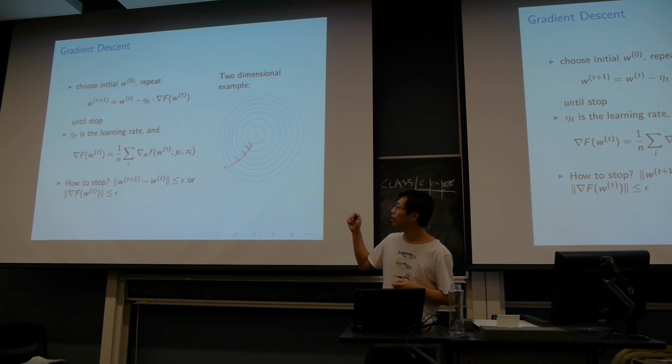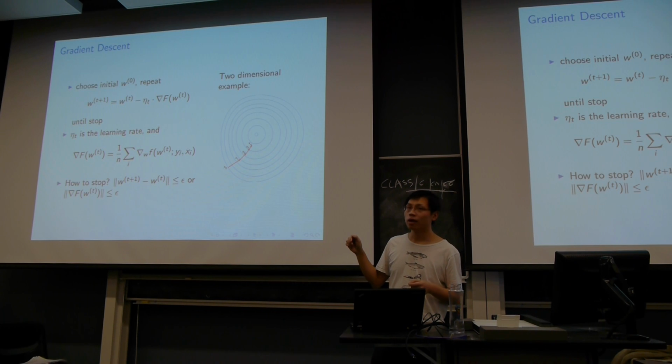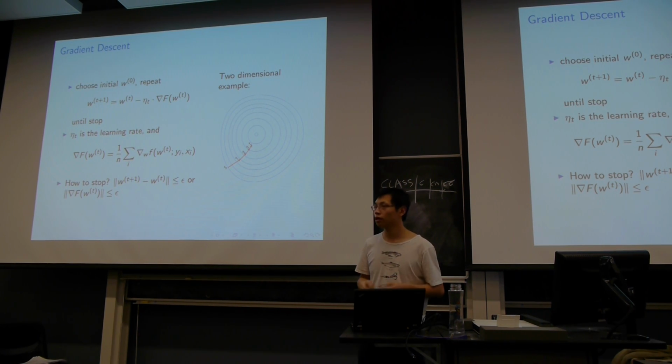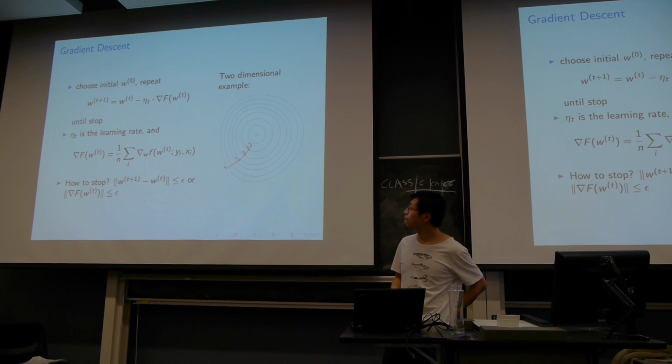So we have gradient descent. We first choose the initial W0 and repeat. For each step, we get the new position from the old position: W(t+1) equals Wt minus eta t times the gradient of f at Wt. Eta t is just the step size, a scalar. The gradient of f at Wt is the gradient of the objective function at the old position Wt. We use the opposite of the gradient because we hope to decrease the objective function. And we keep iterating until we stop.